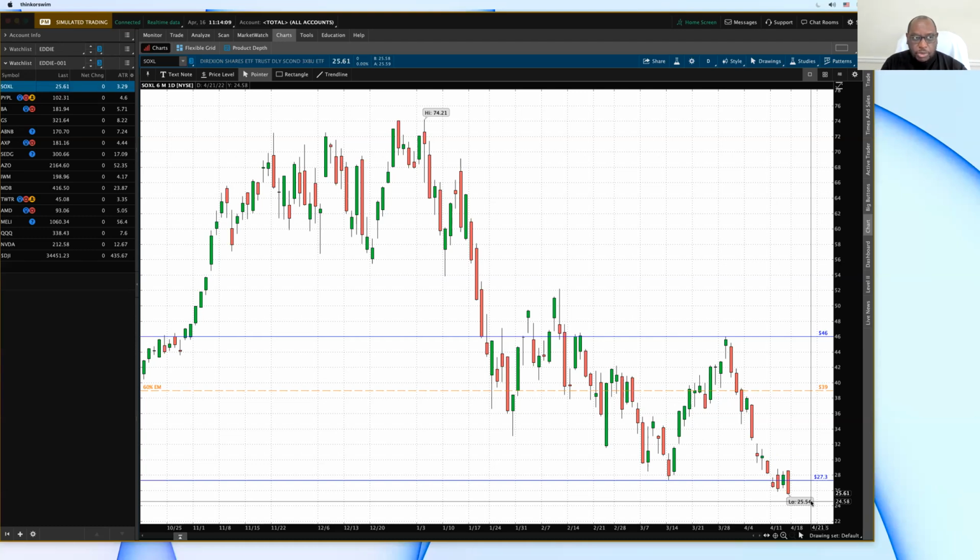Anybody confused about that one? Support, resistance, buy zone, sell zone. It should not even be options 101. This is like stock trading 101. Do we need to go over that? About what support is?